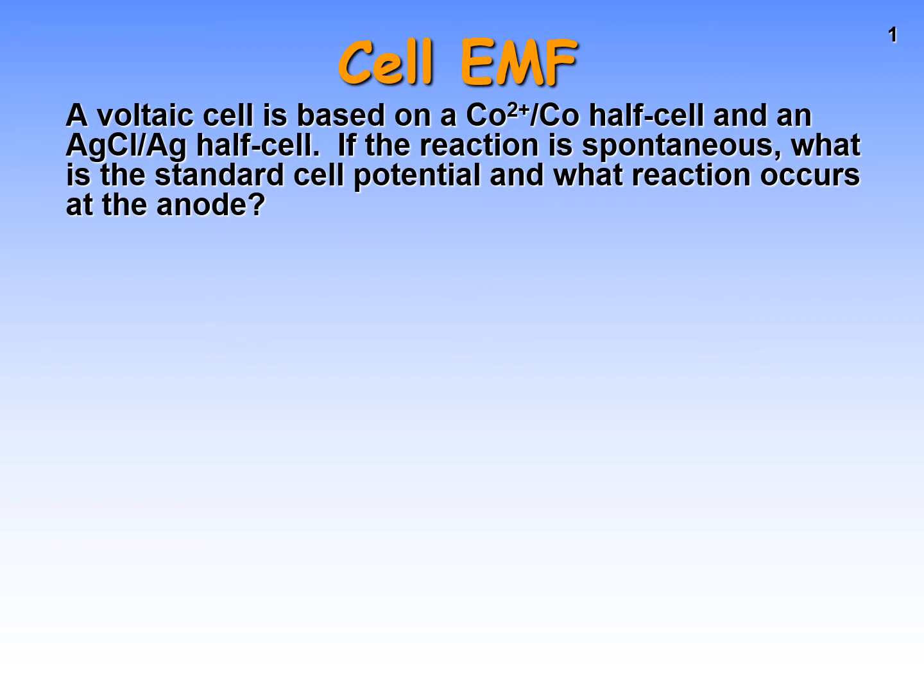So we read the problem. We have a cobalt 2+ | cobalt solid half cell and an AgCl or Ag+ | Ag solid half cell, and we've connected them. We want to know if the reaction is spontaneous, what is the cell potential, and what reaction occurs at the anode. So you have to understand what's going on to really get this problem.